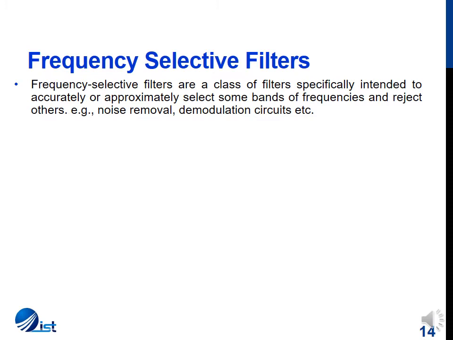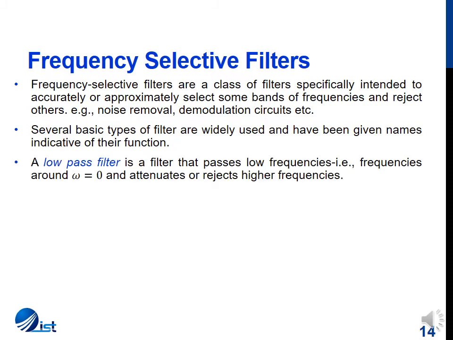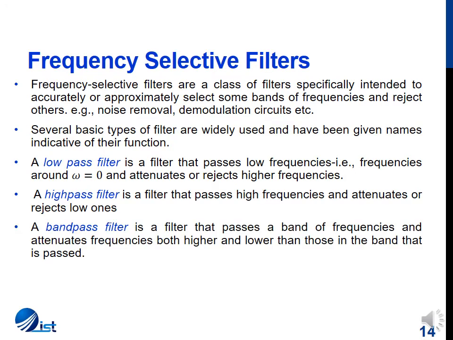Based on the type of frequency bands these filters select, they can be classified as different types of filters: low pass, high pass, band pass filters, etc. A low pass filter is a filter that passes low frequencies, and low frequencies are the frequencies around omega equal to 0, and it attenuates or rejects higher frequencies. A high pass filter is one which will pass higher frequencies and attenuate the lower ones, and a band pass filter is one that passes a band of frequencies, and the band could be anywhere. It is selected based on your choice of parameters.